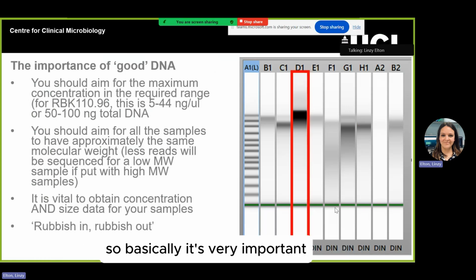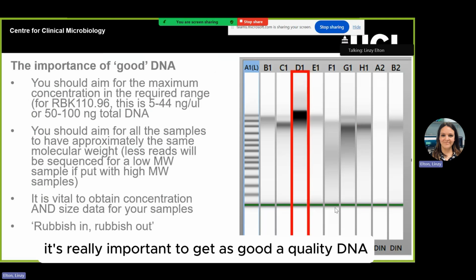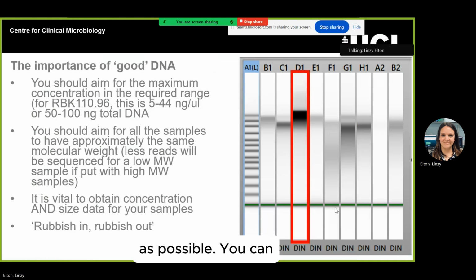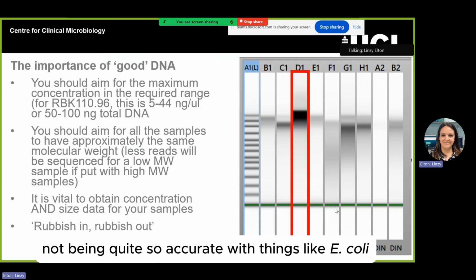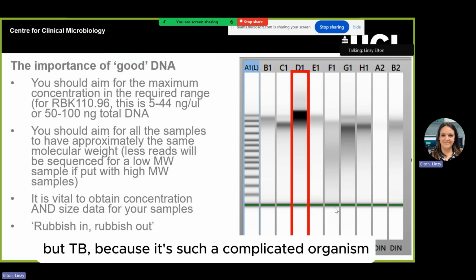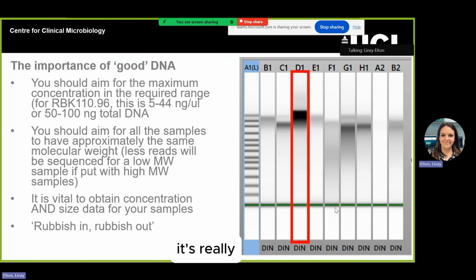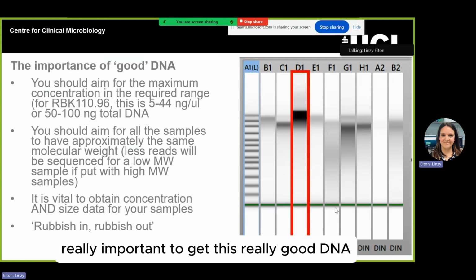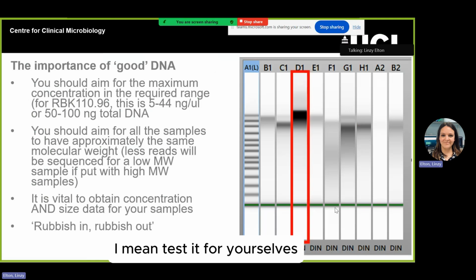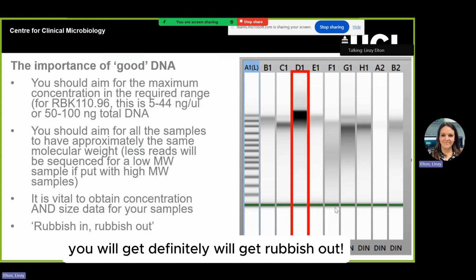So basically, it's very important, especially with TB, to get as good a quality DNA as possible. You can sort of get away with not being quite so accurate with things like E. coli, but TB, because it's such a complicated organism, it's really, really important to get this really good DNA. I mean, test it for yourselves. If you put rubbish in, you will definitely get rubbish out.